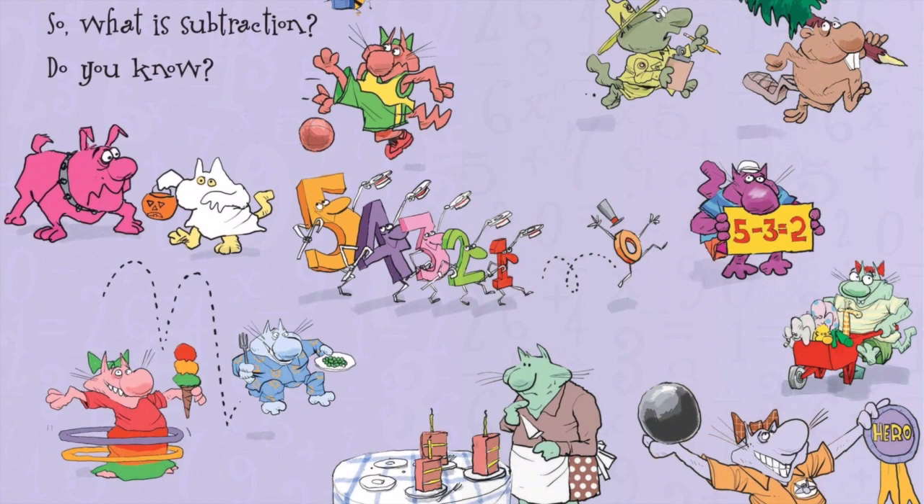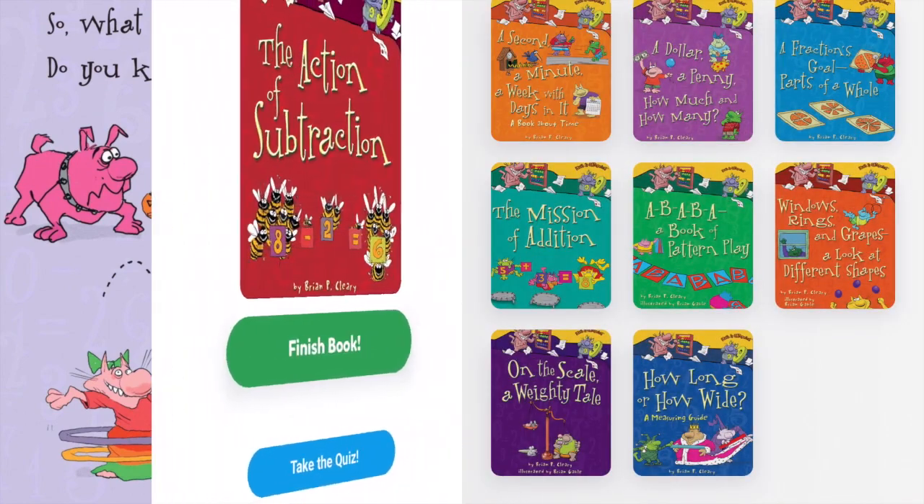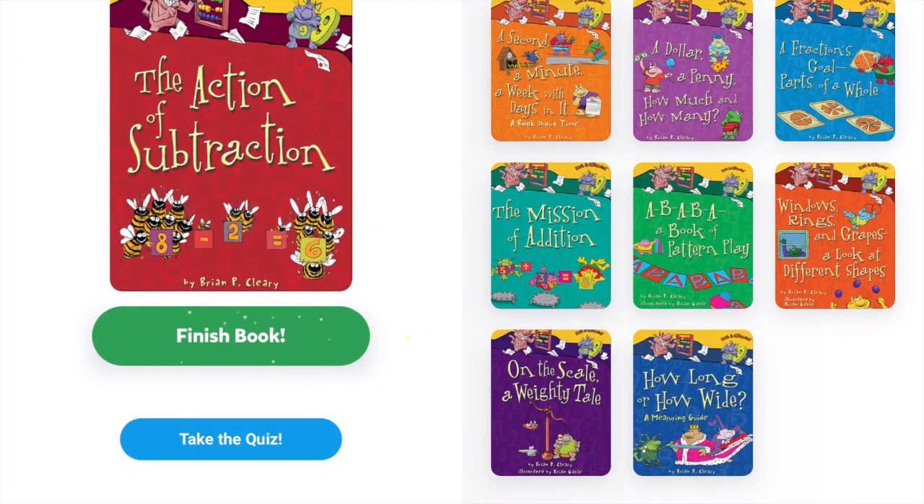So what is subtraction? Do you know? First graders, you did a wonderful job listening to The Action of Subtraction. I know when I was reading, I heard lots of those vocabulary words on our anchor chart.